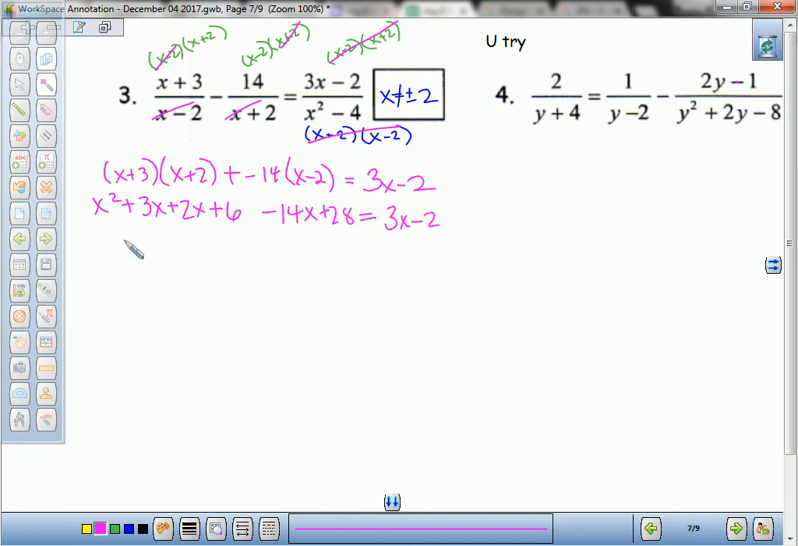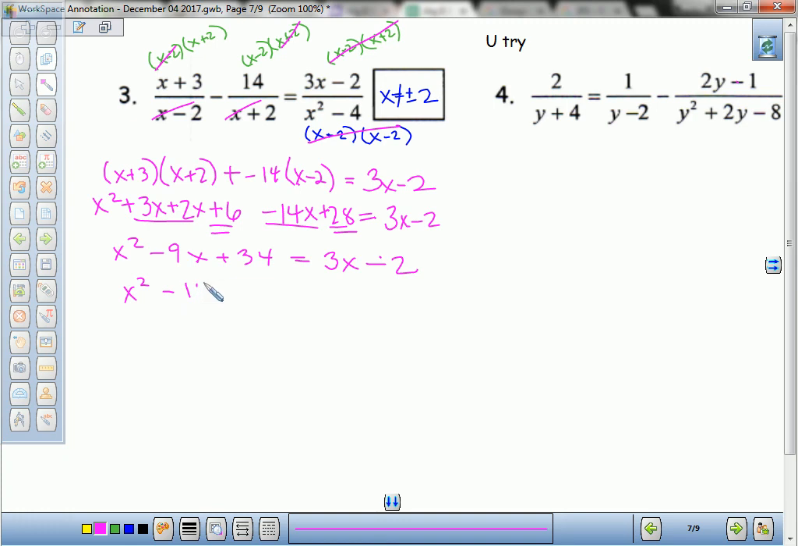All right, so we've got some like terms over here, so I'm just going to go ahead and add those up. 5 take away 14 is negative 9. 6 and 28 is 34. All right, there's a squared left, which means that this equation is a quadratic equation. Now hopefully it'll factor, because factoring is generally the easiest way to solve a quadratic equation. If it doesn't look like it'll factor, then what do we have to use for a quadratic equation? The quadratic formula. That's right. This one does factor.